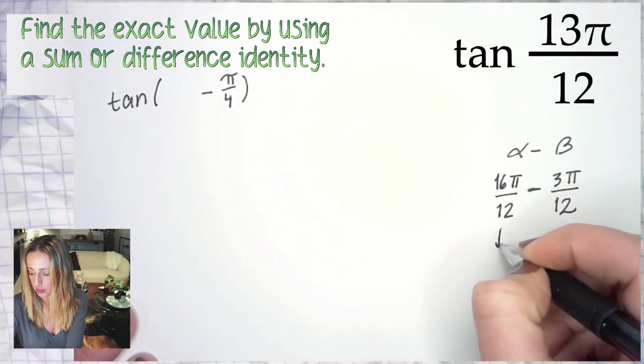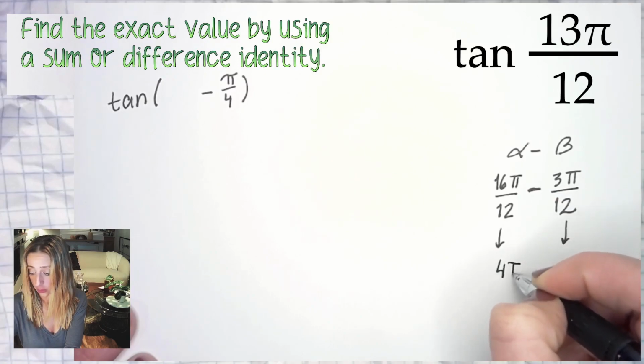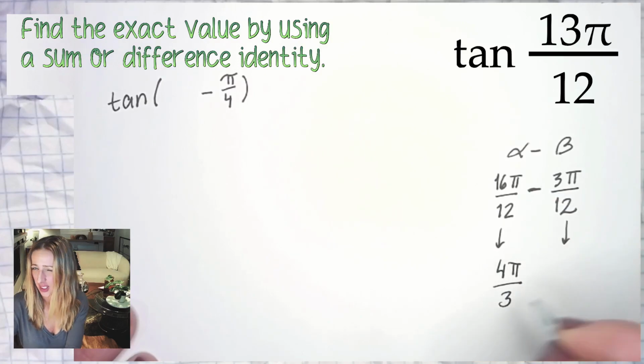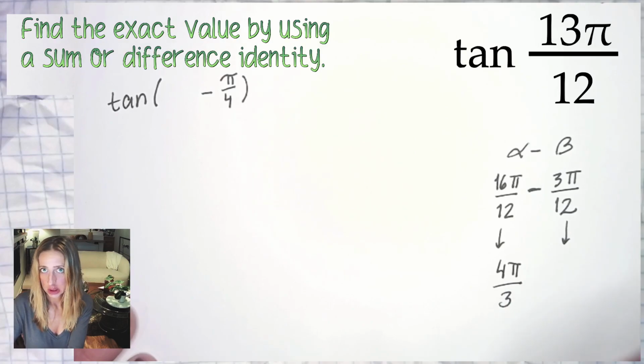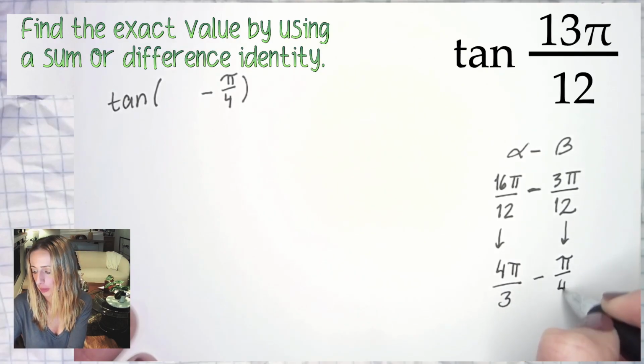Now I'm going to reduce both of these. Divide by 4 on top and bottom. That's what? 4 pi over 3. Aha. And using 3 is actually a little cuter in this case. And minus pi over 4.